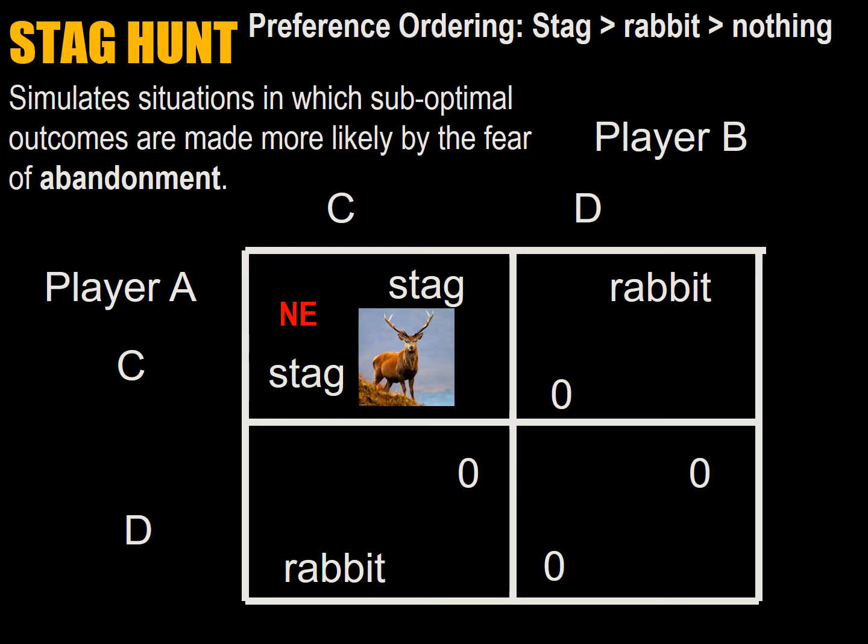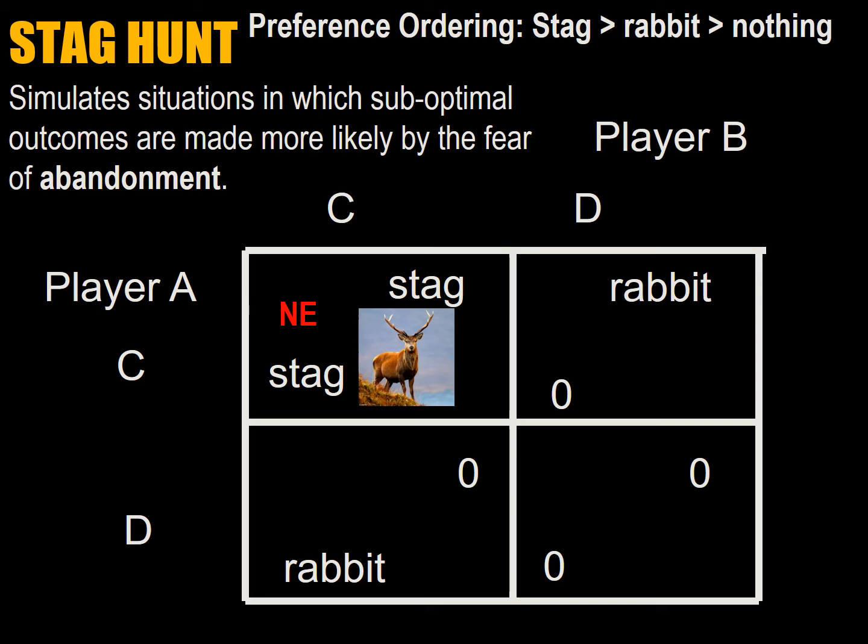possible outcome. Now this situation simulates interactions in which suboptimal outcomes are made more likely by the fear not of exploitation or backstabbing, but by the fear of abandonment. Now let's try to find out what the Nash equilibrium is here. So for player B, there are two choices. There's C for cooperation and D for defect.